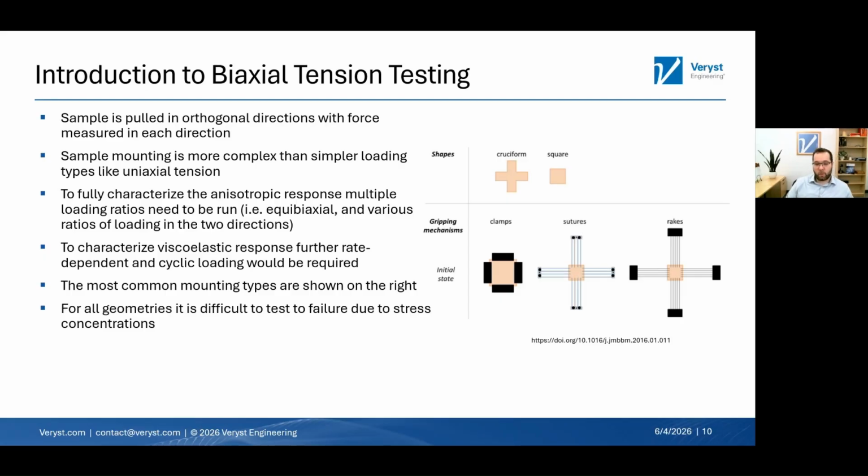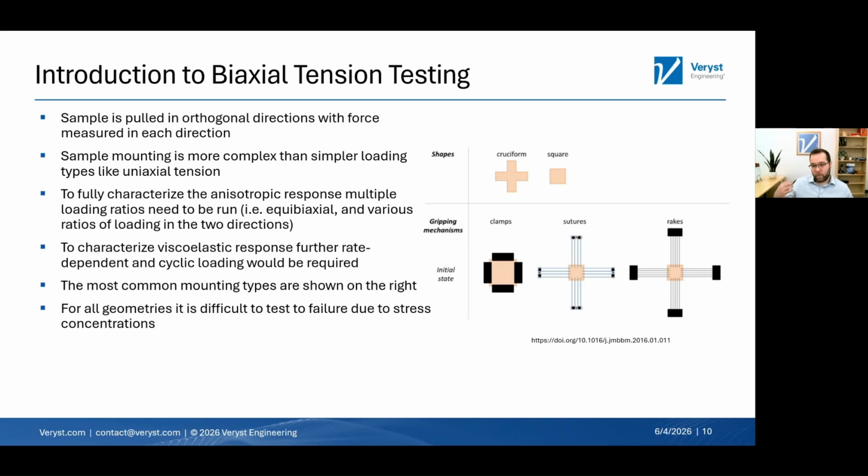And then on the right, you see the most common mounting types, which we'll go into a bit more later. So we have clamps, sutures, and rakes. And the clamps can be applied on a cruciform or a square sample, and we will talk about the advantages and disadvantages of that later. And for all geometries, it's difficult to test to failure due to the stress concentration.